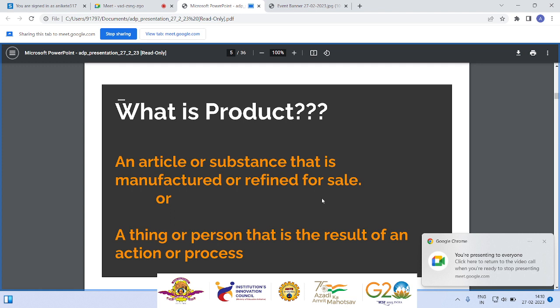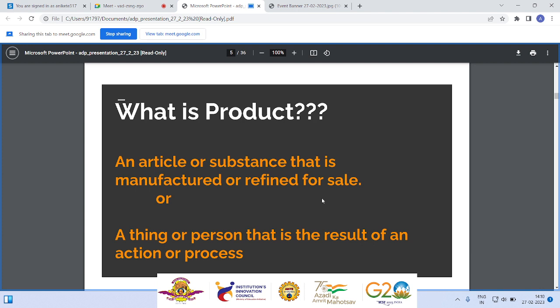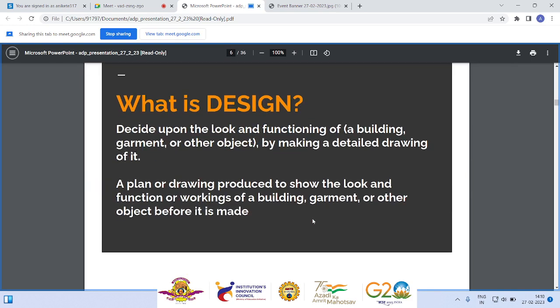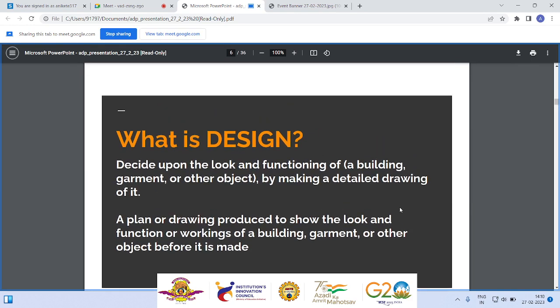So the product may be your smartphone, your two wheeler, an Ola bike, a Windows operating system, and likewise. So then what is design? To decide upon the look and functioning of a building, garment, or any other object by making a detailed drawing of it.